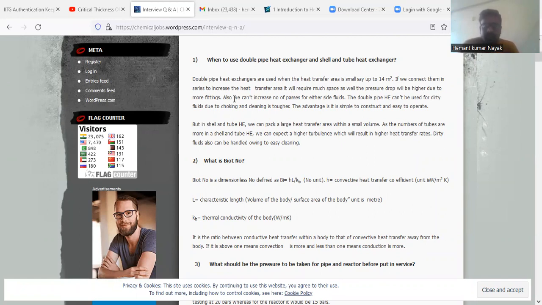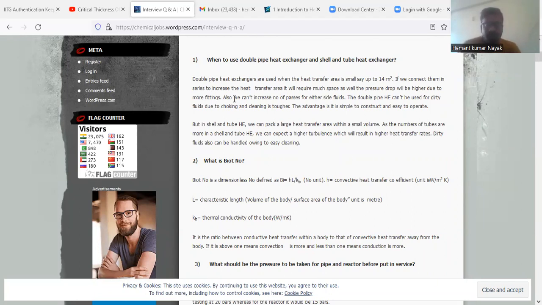The double pipe heat exchanger cannot be used for dirty fluids due to choking, and cleaning is tougher. The advantage is that it is simple to construct and easy to operate. But in a shell and tube heat exchanger, we can take a large heat transfer area within a small volume. As the number of tubes is more in a shell and tube heat exchanger, we can expect higher turbulence, which will result in higher heat transfer rates. Dirty fluids also can be handled owing to easy cleaning.